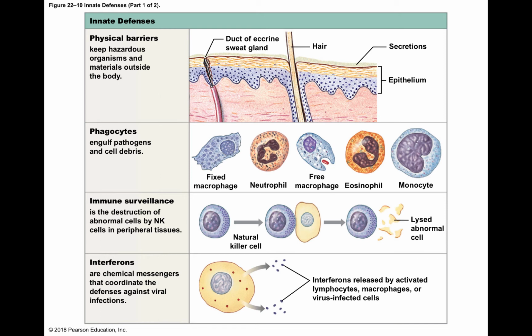Then we have these things that are called interferons. And interferons are little chemicals that your specific cells in your body will produce if they get infected. Okay, so if the macrophages get infected, if the lymphocytes get infected, these cells will produce these interferons. And the interferons, their job is to slow down viral replication.